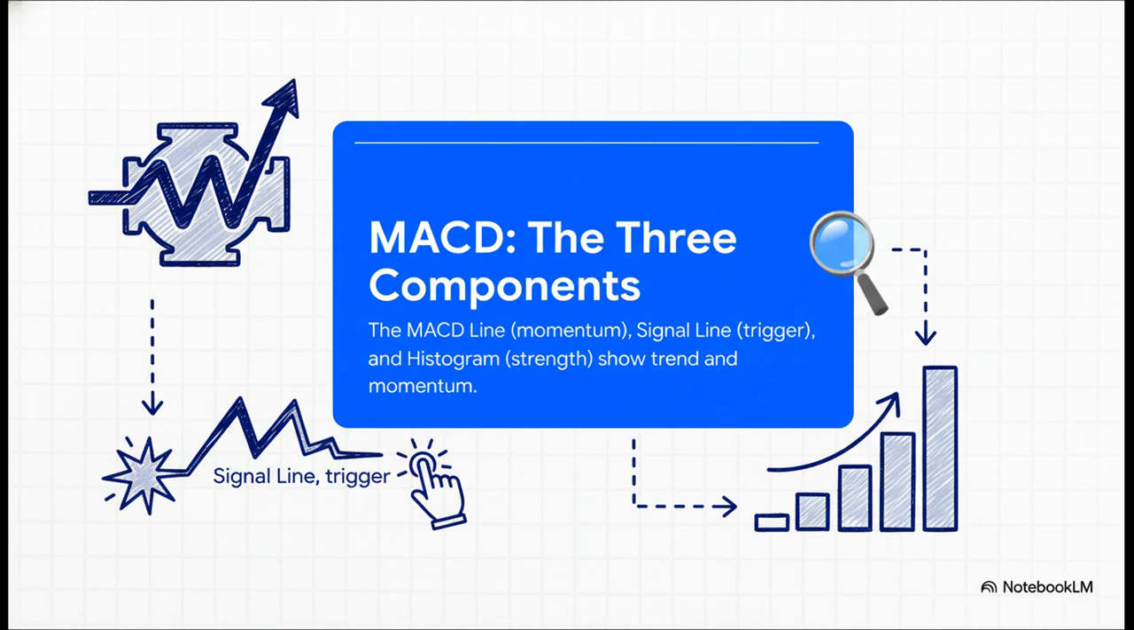Okay, so before we can fix it, we gotta know what we're working with. Real quick, the MACD has three key parts. First, you have the MACD line. Think of this as the engine. It shows you the momentum. Second, you've got the signal line, and that's kind of like your trigger for a trade. And finally, there's the histogram, which shows you the strength of that momentum. Getting how these three dance together, that's the whole key.